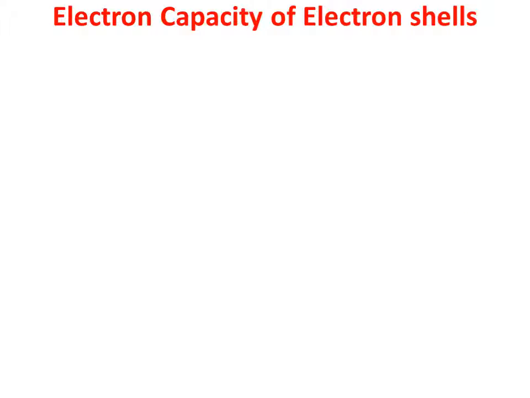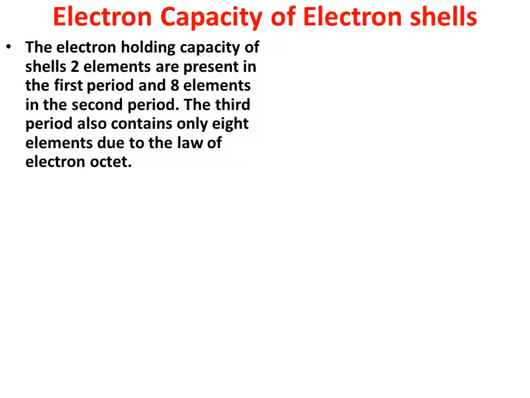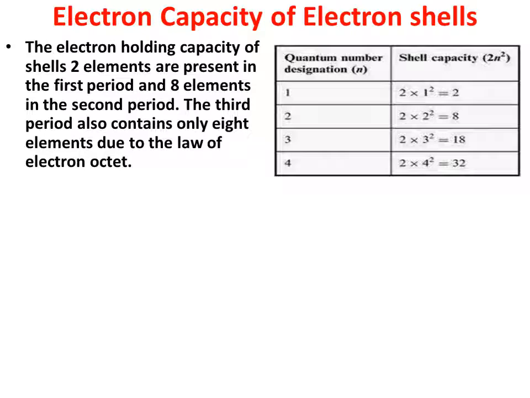Now we are going to study the electron capacity of electron shells. There are 2 elements in the first period and 8 elements in the second period. The third period also contains only 8 elements due to the law of electron octet. Here is a chart. There is the quantum number designation, denoted by small n, and the formula of shell capacity is 2n square.